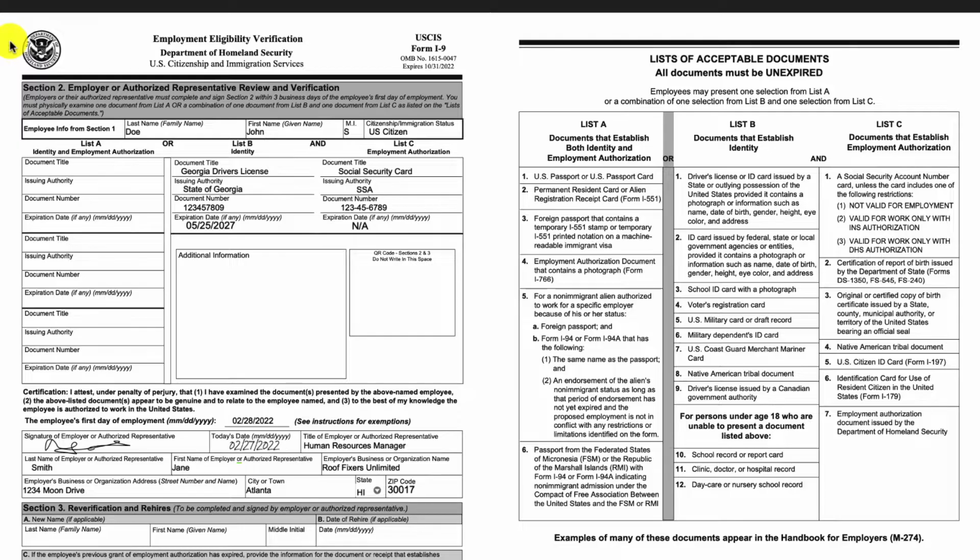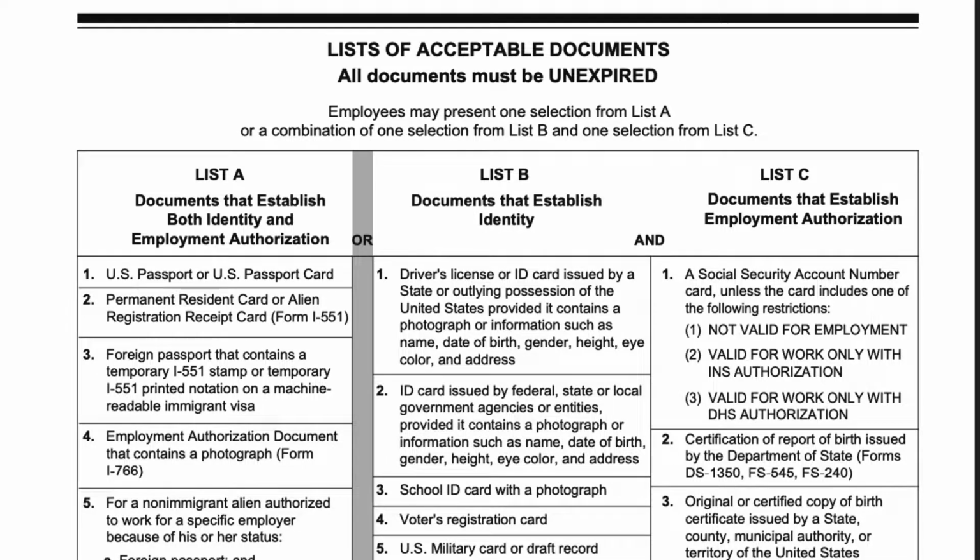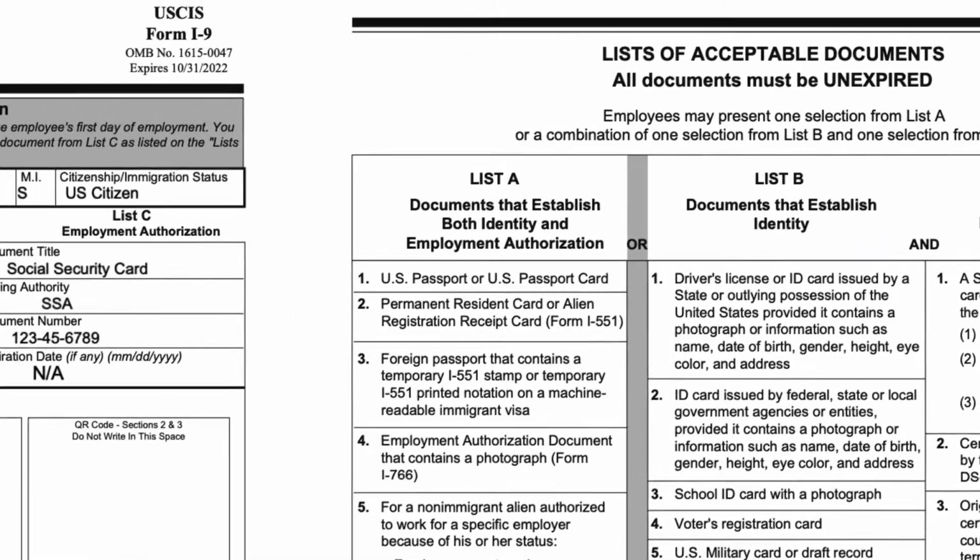It's always good practice to let the new hire know on their first day of employment that they should bring some identification from the right-hand side. You may want to even send the list of acceptable documents in an email. So they can bring one item from list A, or one item from list B and one item from list C. So it's either one or two documents, depending on whether it's list A, or list B and C.